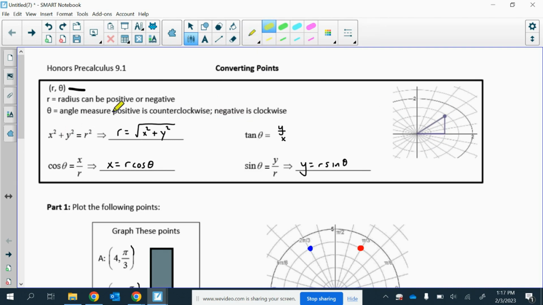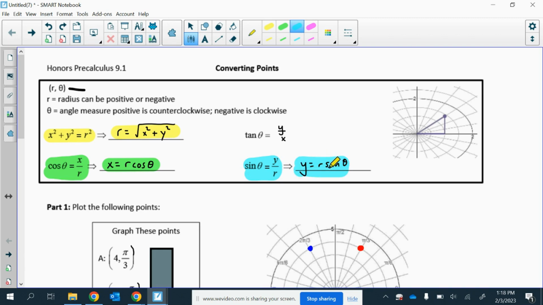Then we take a look at some of the things that we've known for a long time. So x squared plus y squared equals r squared is just a Pythagorean theorem right triangle situation. And we can rewrite that as r equals the square root of x squared plus y squared. So that's one way to solve for r. We know that cosine of theta is x over r. We can rewrite that as x equals r cosine theta, where if we are in polar form, we can then solve for x. Likewise, the same thing is true about sine with y over r.